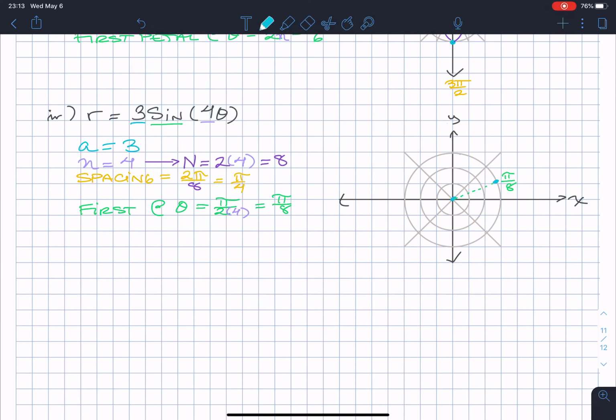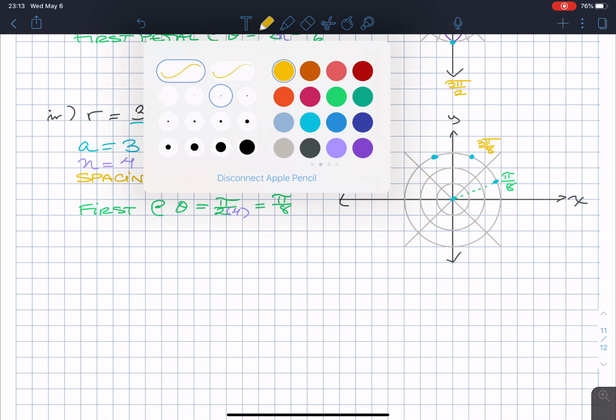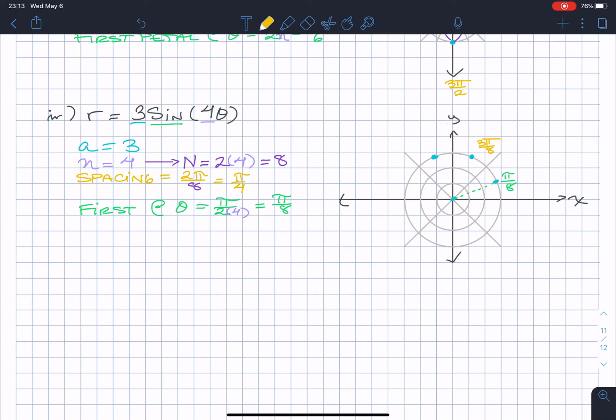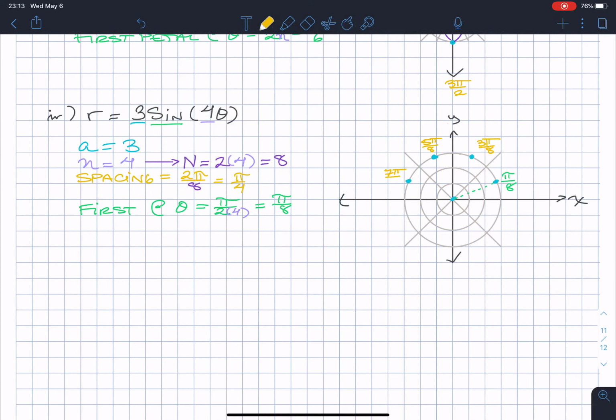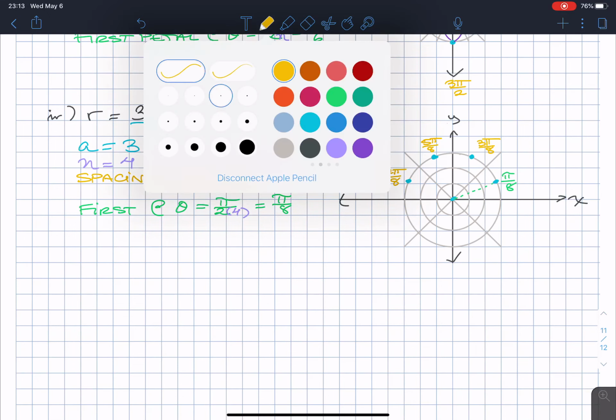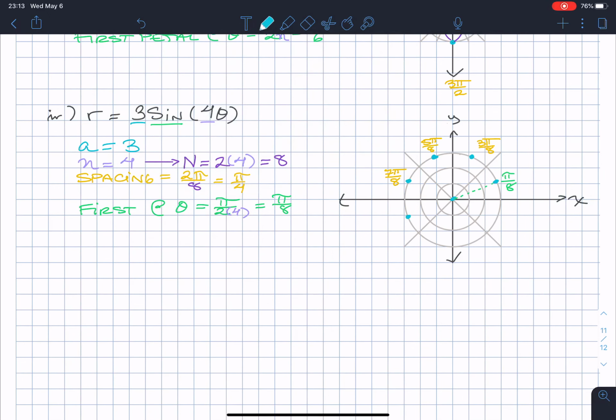My second petal will be at pi over 4 later, so that's 3 pi over 8. Then my next petal will be halfway between these two guys. So that's, let's see, 2 pi over 8 more, so that's 5 pi over 8. Then I go another 45 degrees, or 2 pi over 8. So that's 7 pi over 8. Then I go another pi over 4, or 2 pi over 8. So that'll be 9 pi over 8.